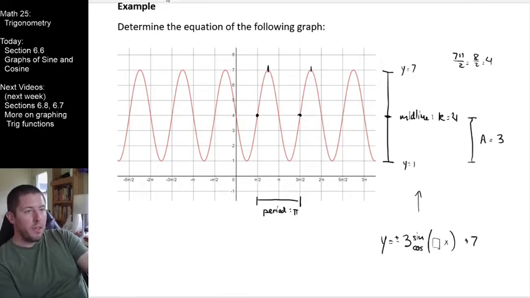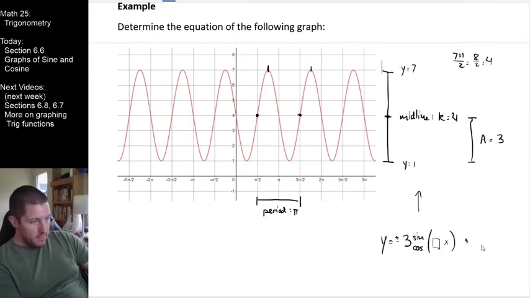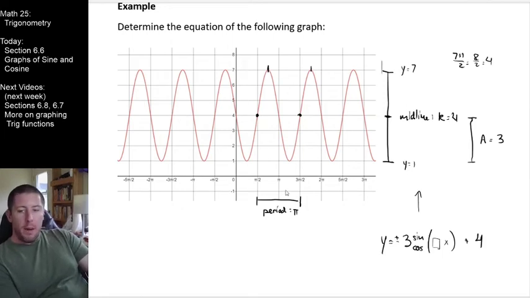Oh, you're right. Thank you. Getting my corrections here in chat. Thank you. Our maximum height is 7. Our midline is 4 right there. Cool. Now I figured out that our period is only pi. It's only half as long as we want it to be.